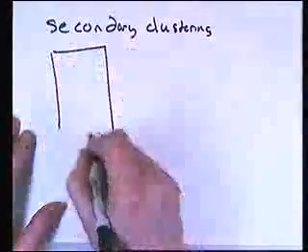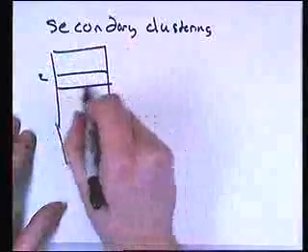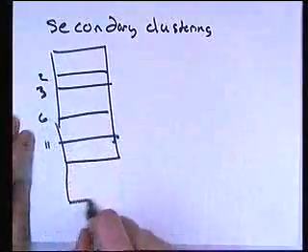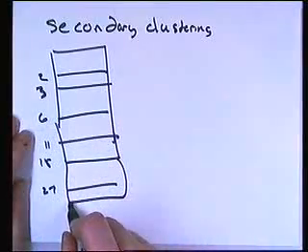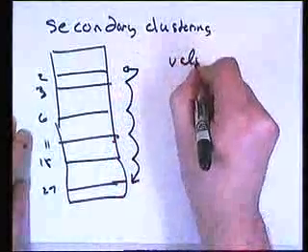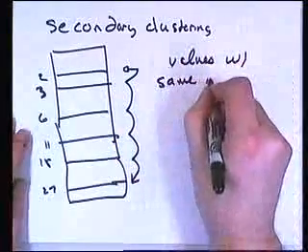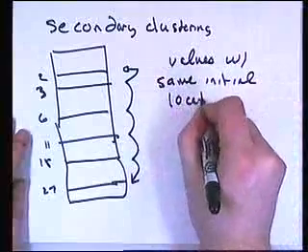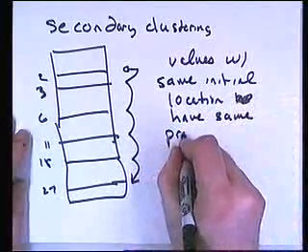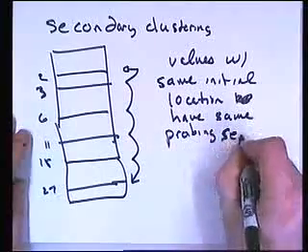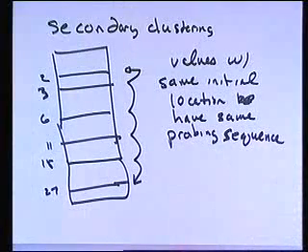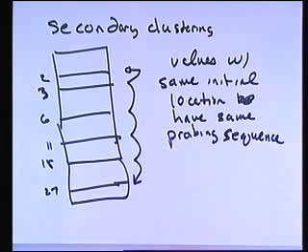And the idea of secondary clustering is one of saying, say I'm hashing 2, I get 1, 2, 3, or 2, 3, 6, 11, 18, 27. That's my table. In other words, values with the same initial location have the same probing sequence. Anything that hashes to 2 is going to have a second attempt of 3, a third attempt of 6, a fourth attempt of 11, a fifth attempt of 18, and so on.